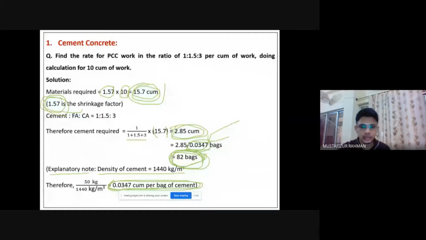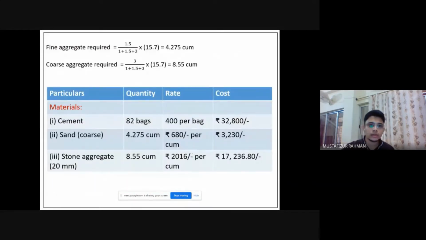I hope that's clear. Then, for fine aggregate, what is 1.5 part? Similarly, 1.5 divided by 1 plus 1.5 plus 3, multiplied by the total volume, we get the fine aggregate required. And similarly, for coarse aggregate, which is 3 part, we get the required quantity. Okay, now cement.